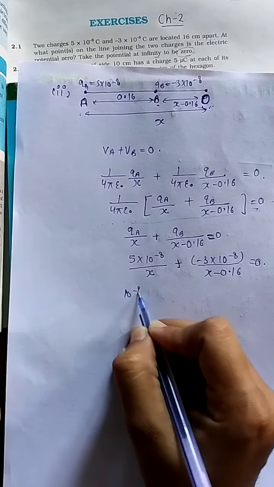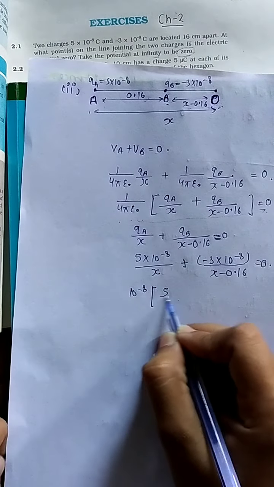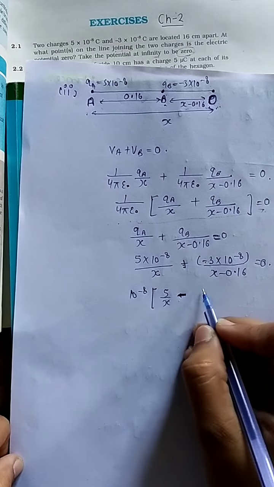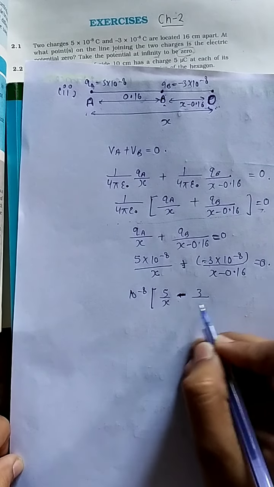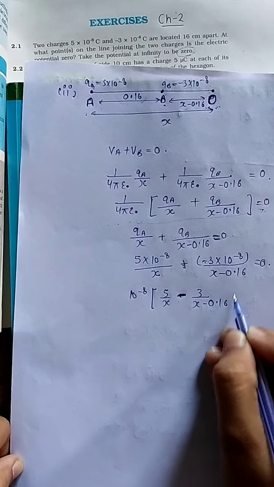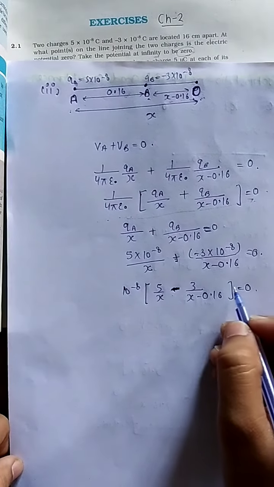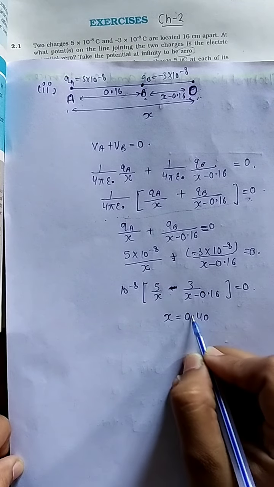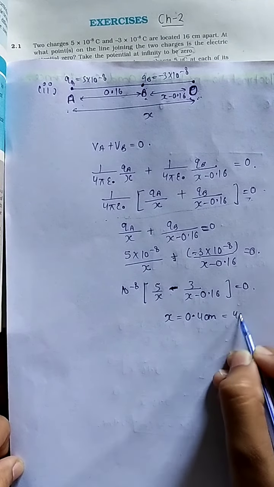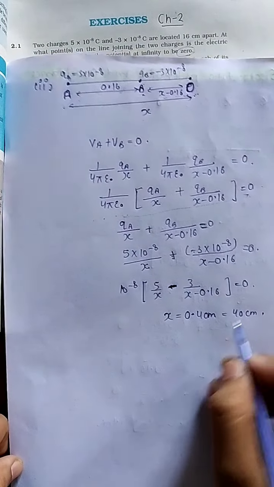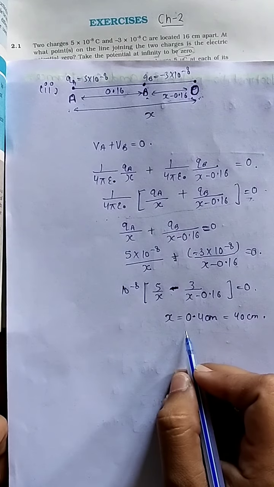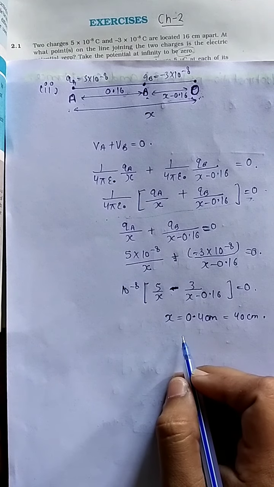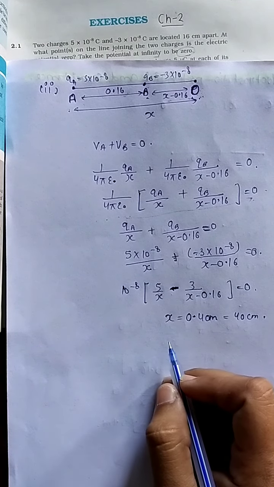Now we take 10 power minus 8 as common, then we get 5 upon x, and plus into minus is equal to minus, 3 upon x minus 0.16 equal to 0. From here we get the value of x equal to 0.40 meter, or we can write it as 40 centimeter. So the electric potential is 0 at 10 centimeter and 40 centimeter away from the positive charge on the side of the negative charge.